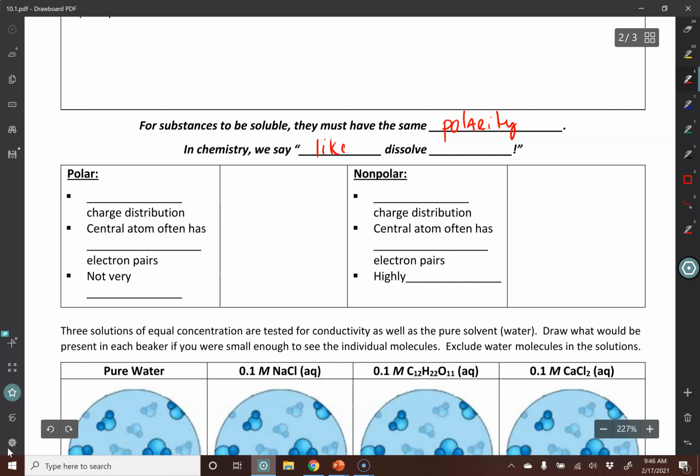And again, we say likes dissolve likes. So hopefully you remember that a substance, I should be more specific, a covalently bonded molecule can be either polar or nonpolar. When we think about polar molecules, water is an excellent example. So I'm going to go ahead and just draw the Lewis structure for water. The definition of a polar molecule is just uneven or unequal charge distribution.